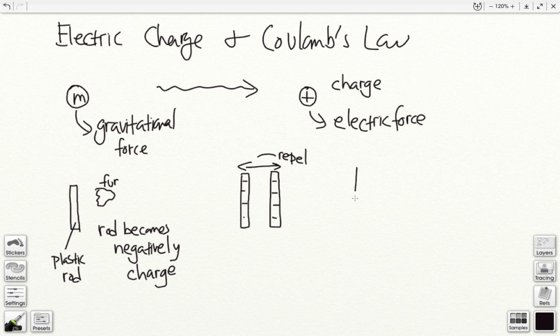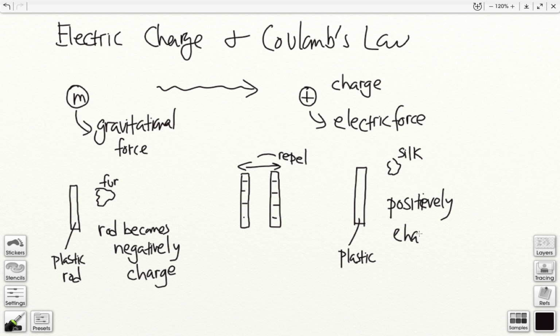Now, in other experiments, we'll have our plastic rod again. This time we're going to rub it with silk. And now with silk, if you rub the silk along the rod, electrons will flow from the plastic rod to the silk. And so the rod will become positively charged.